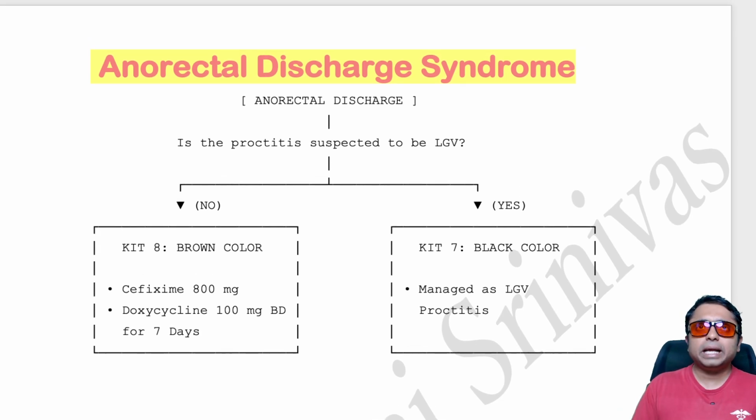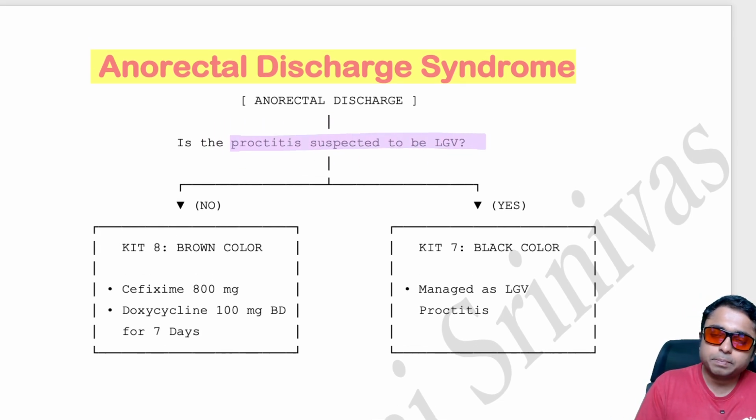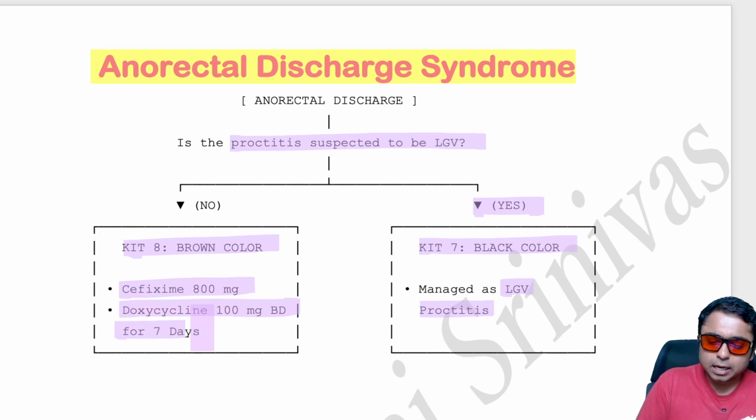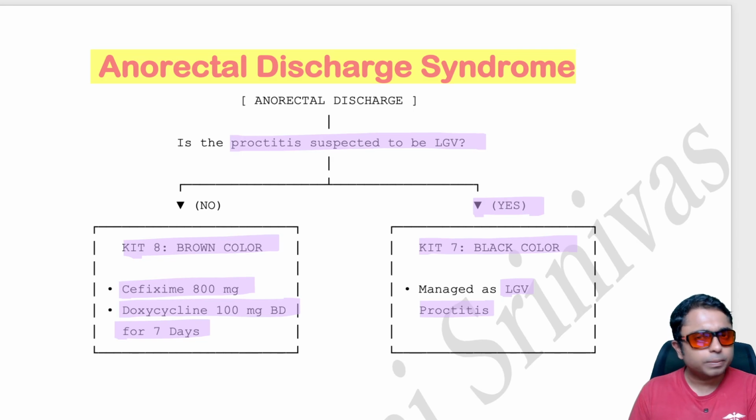So, just to summarize quickly, anorectal discharge, if it is the proctitis suspected to be LGV? If the answer is yes, we are going to give the kit number 7 black colored kit to manage the LGV proctitis. And if the patient is not having LGV, then the kit number 8 or brown colored kit, cefixime 800 mg, doxycycline 100 mg BD for a period of 1 week is going to be used.